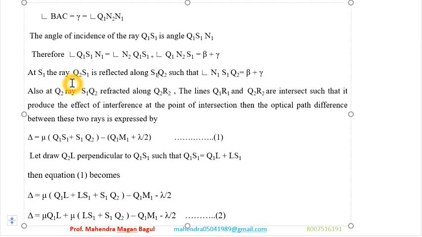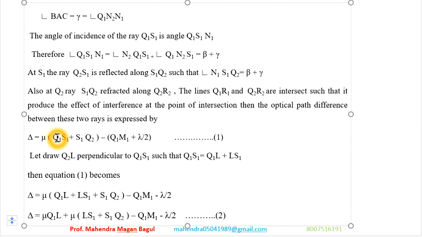At point S1, the ray is reflected along S1Q2 such that it makes an angle N1S1Q2 equal to beta plus gamma. Also at point Q2, the ray S1Q2 is refracted along Q2R2. The lines Q1R1 and Q2R2 intersect in such a way that interference occurs at the point of intersection. The optical path difference between these two rays is expressed by the equation del is equal to mu into bracket Q1S1 plus S1Q2, minus Q1M1, plus lambda by 2. Consider this as equation number 1.